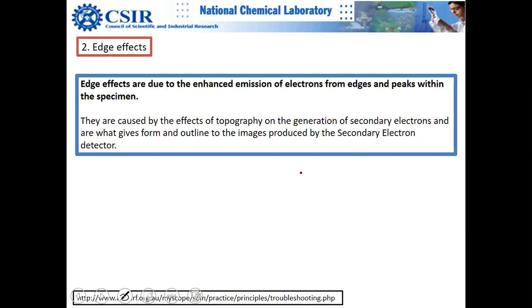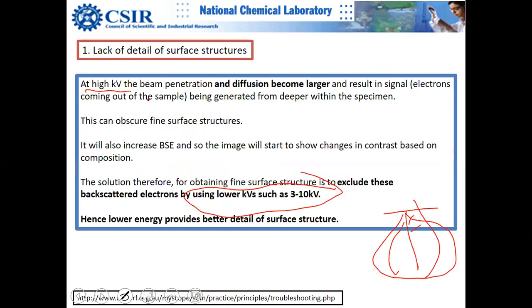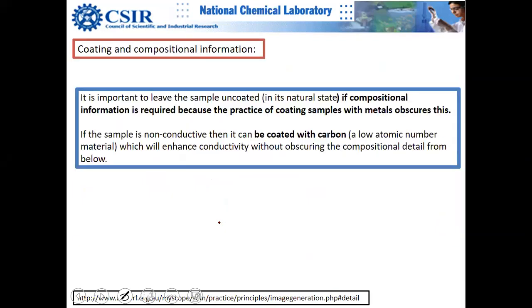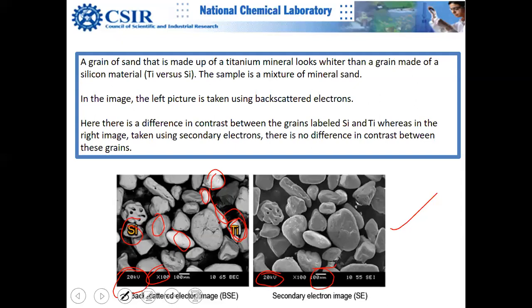Edge effects are there all the time, and peaks and edges will look brighter. You will see that they are lighting up, because edges contribute more secondary electrons reaching the detector in comparison to the other areas. So if you see certain areas lighting up, these are basically sharp edges. And I'll show you more images. These are rounded pebbles, so you don't see the edge effect that much.